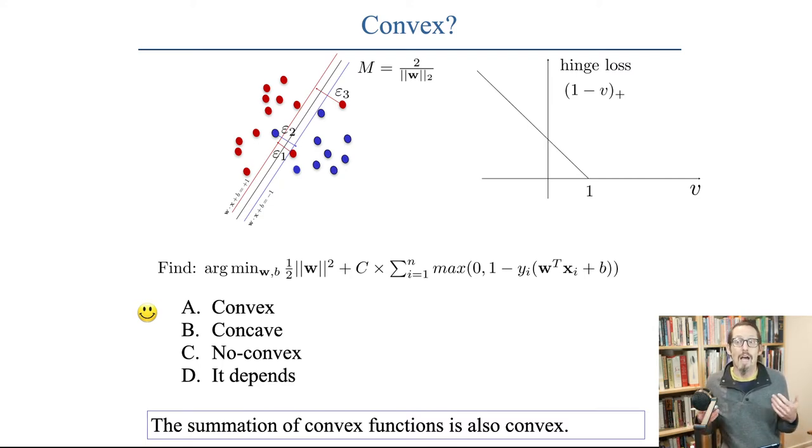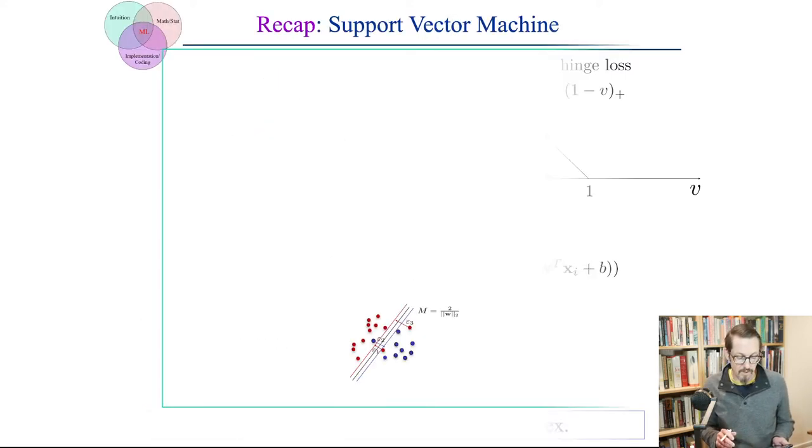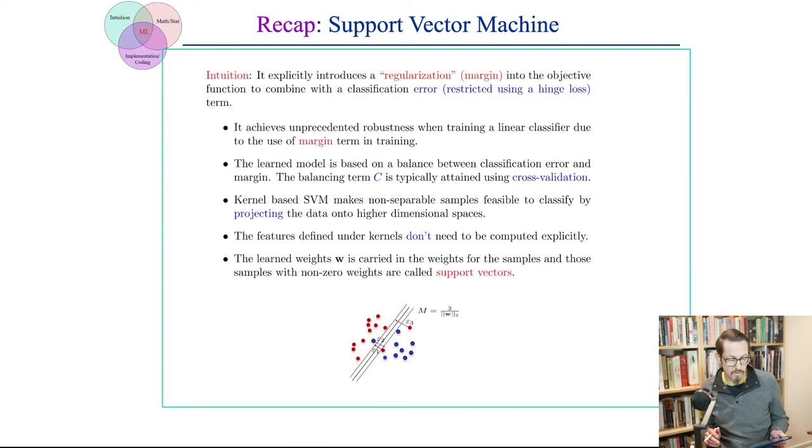Okay, but how is it convex? Well, it's convex because it's the summation of two convex functions, right? The L2 norm, it's a quadratic function. This one, it's the hinge loss. Hinge loss is convex, you can see it. So that is why we know that the summation of two convex functions has to be convex, and therefore this is convex.